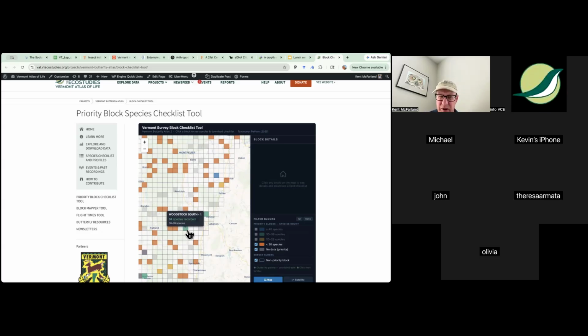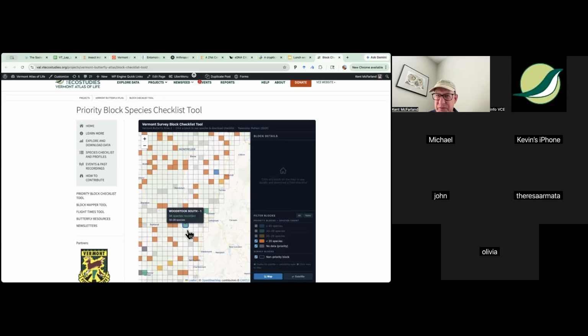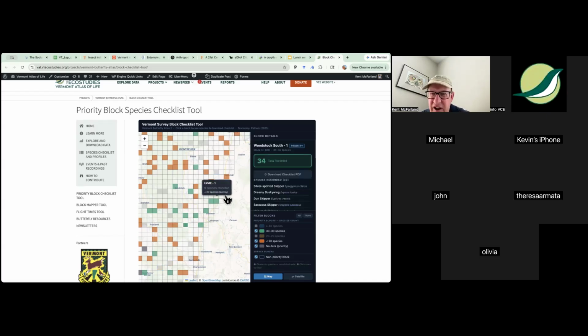If you click on the block, it's kind of neat. If it's going to work, I'm on the internet. There we go. If you click on a block, it'll tell you, here's the block. It's got 34 taxa recorded, and you can download a checklist PDF, which is kind of neat. But you can also just scroll through and see. So here's 33 species recorded, and here's everything I found so far.